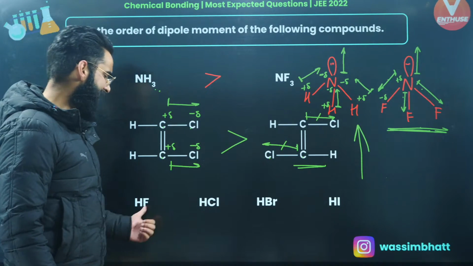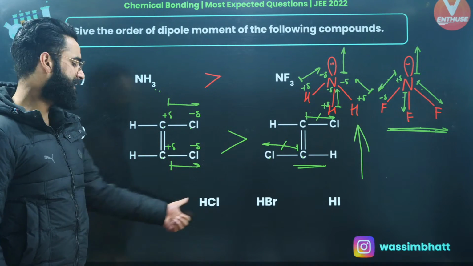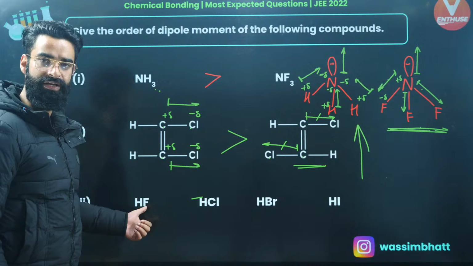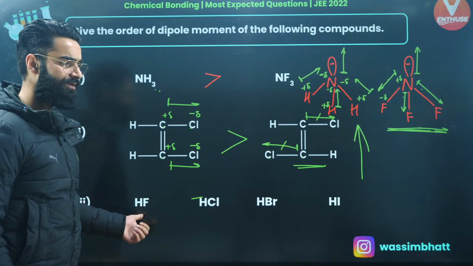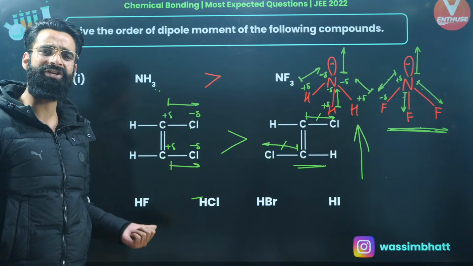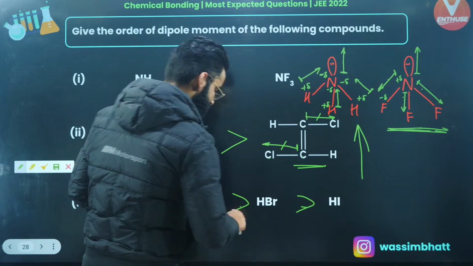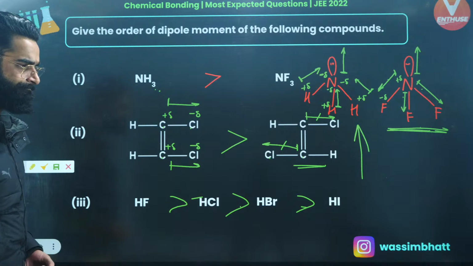Look at the next one: HF, HCl, HBr, HI. Fluorine is the most electronegative among all these halogens, so fluorine will have the maximum charge. Dipole moment is basically the product of charge and distance. The more the charge on the atoms, the more the dipole moment. So this is going to be the order of dipole moment, as simple as that.